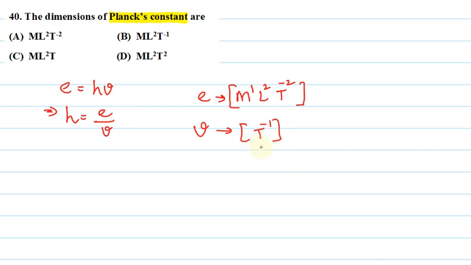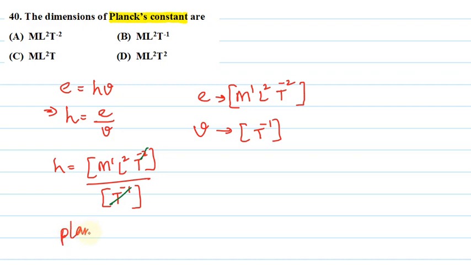Right? So if you write this for dimensions of Planck's constant, then I can write h is equal to M power 1, L power 2, T power minus 2 upon T power minus 1. So here we can cancel T power minus 1, and from this we can write the dimensions of Planck's constant. Planck's constant dimensions, h is equal to M power 1, L power 2, and T power minus 1.